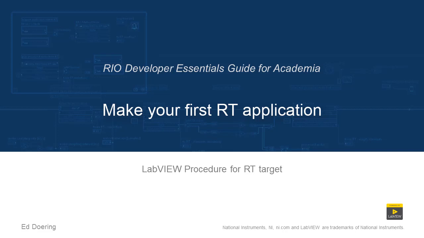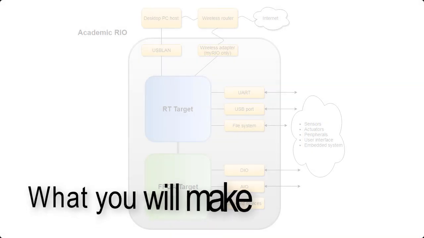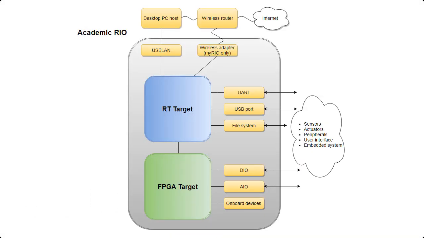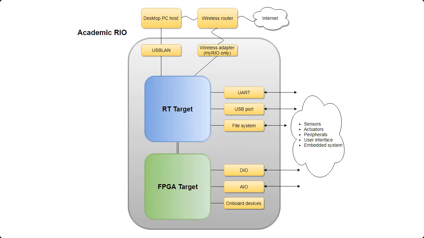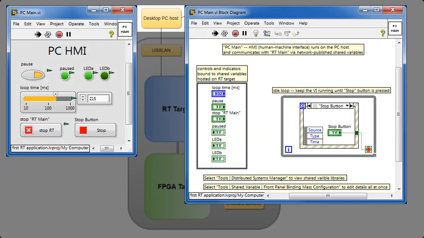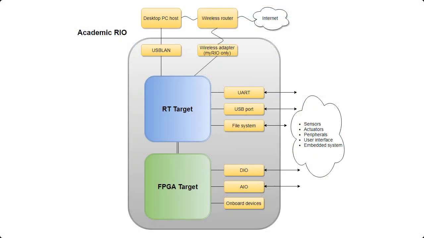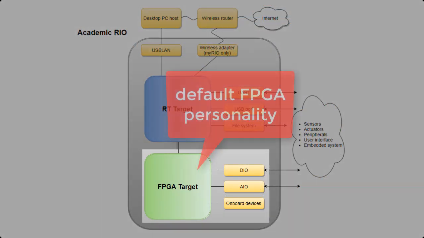Follow along with me to make your first project for the real-time target. Here's what we're going to make. We'll create a VI to run on the real-time target to blink the onboard LEDs. This will also serve as the startup VI for the academic Rio device. We'll also create a human-machine interface running on the desktop computer to interactively control the VI on the real-time target.